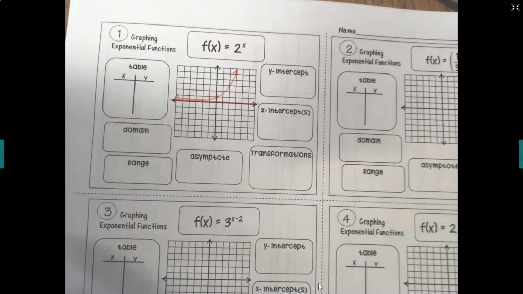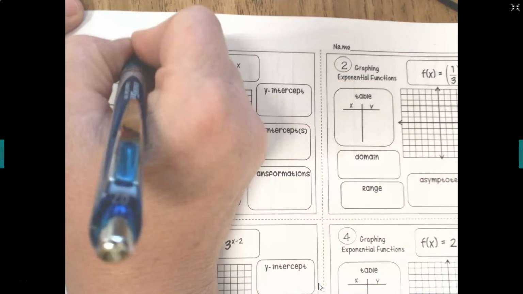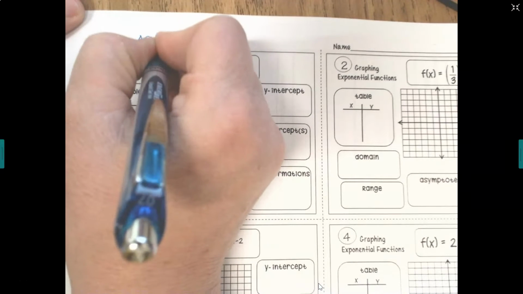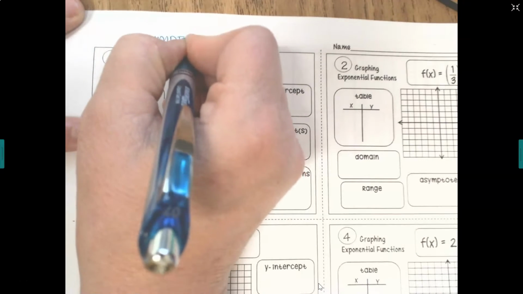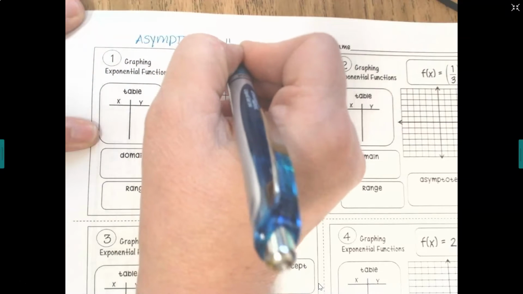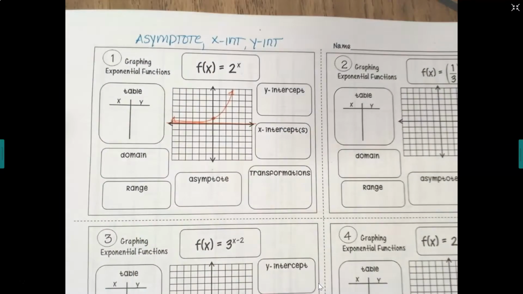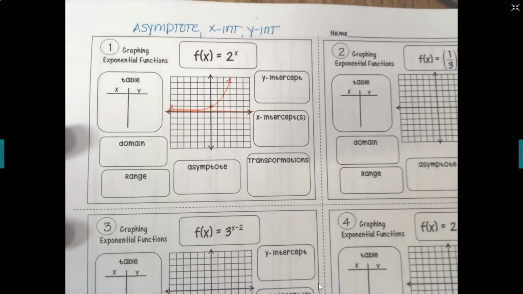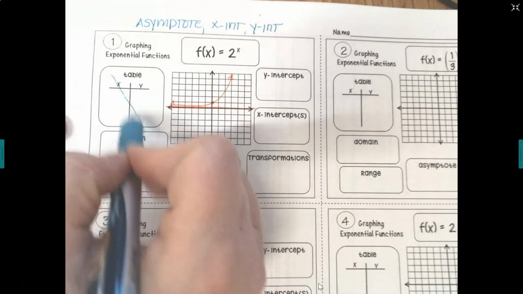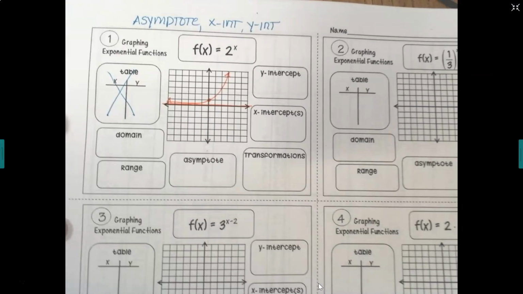So for your sketching, what you really need is the asymptote, the x-intercept, if there is one, and the y-intercept. And then make sure whether you're growing or decaying, depending on the equation. The table of values, we're not going to really worry about, so we just ignore those.